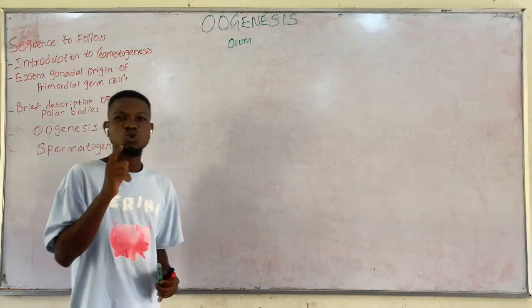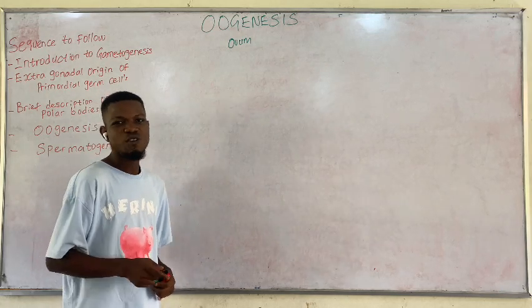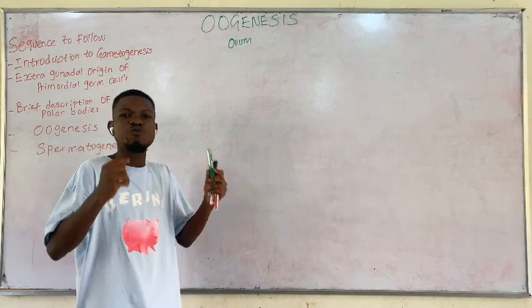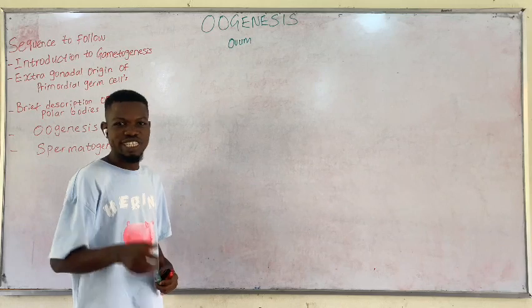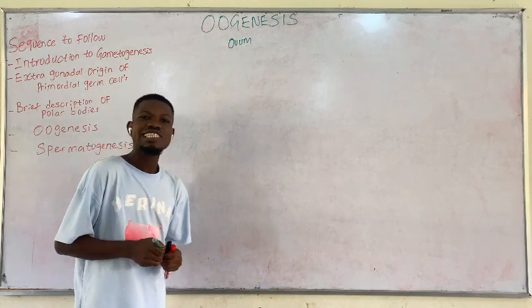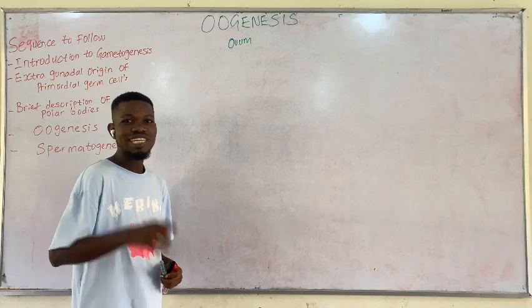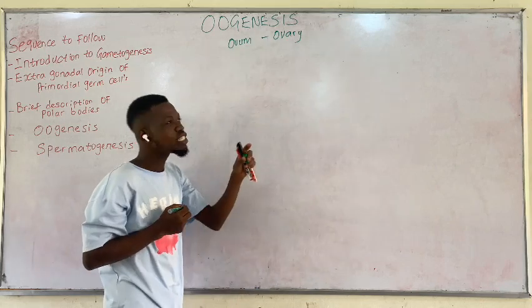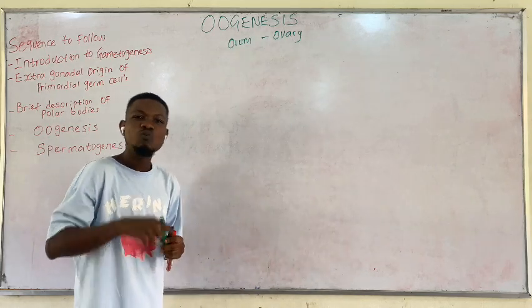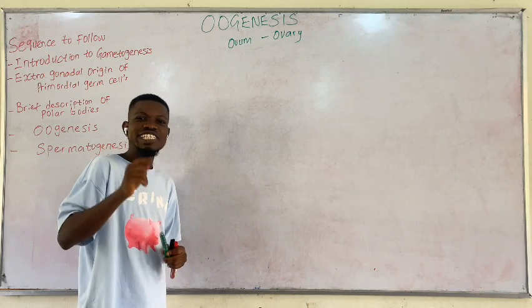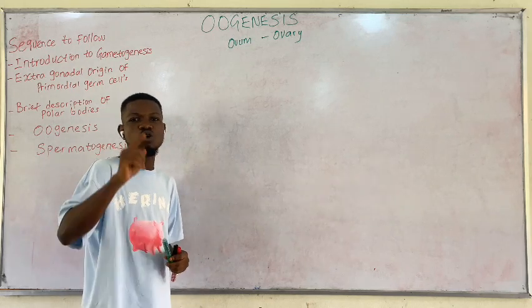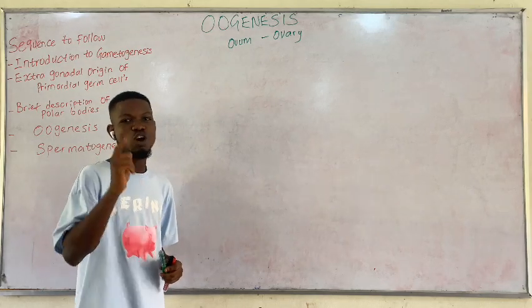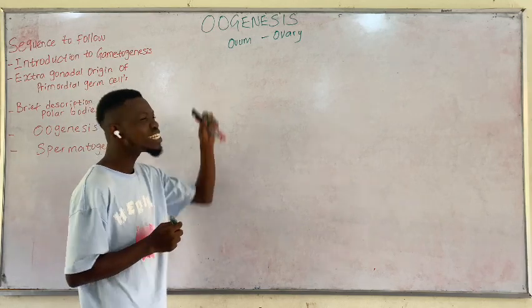It takes about 12 days for oogenesis to occur, and about 300,000 to 400,000 egg cells are produced daily. Oogenesis takes place in the female gonad, that is the ovary. But where exactly in the ovary? In the outermost layer of the ovary, which is the ovarian cortex. We need to be specific when it comes to embryology. Now, let's go into oogenesis in detail.